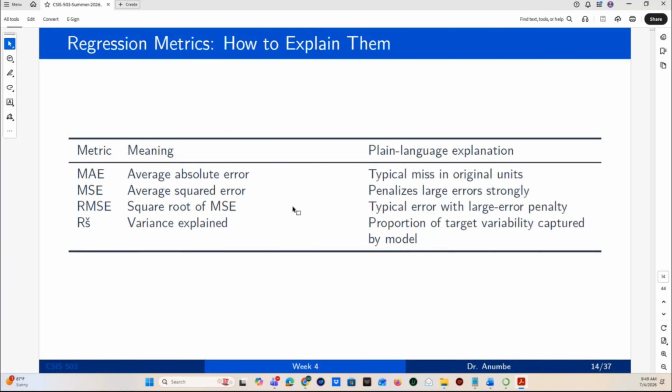So now looking at the regression metrics, right? Your MAE is the average absolute error. In plain language, what it means is that it's your typical miss in original units. So the error is essentially the actual minus your predicted.